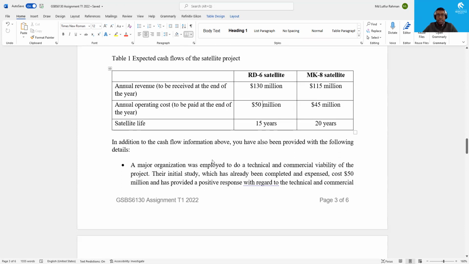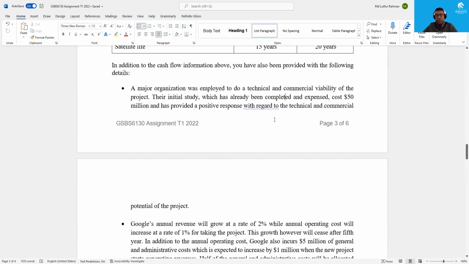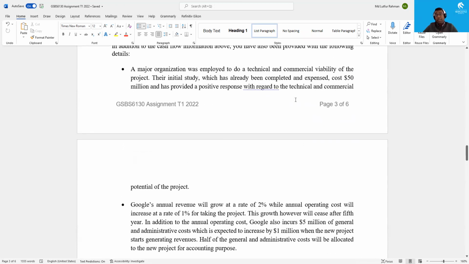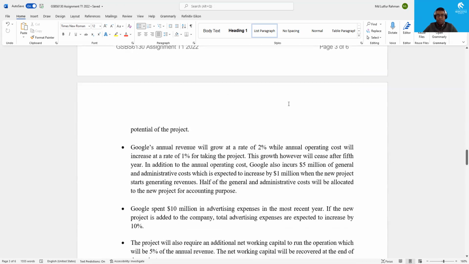The next one is the cost incurred for technical and commercial viability. I think almost all of you did it correctly, that it is a cost that was expensed last year. It doesn't have any relation with the accept or reject decision of this project. That's why it is a sunk cost, so that shouldn't come in the cash flow estimation.